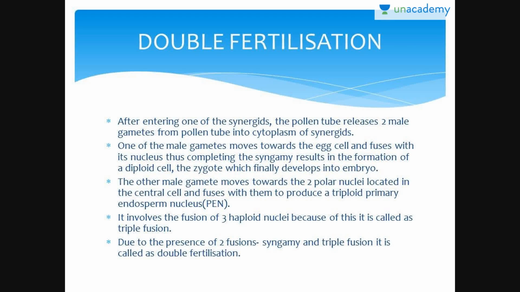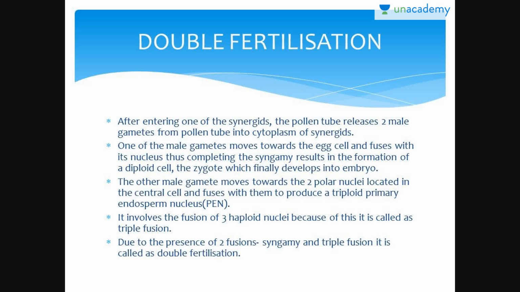Now in double fertilization, after entering one of the synergids, the pollen tube releases 2 male gametes into the cytoplasm of the synergid. Syngamy is when one of the male gametes fuses with the egg cell to form a diploid zygote. Then 2 polar nuclei of the central cell fuse to form the diploid secondary nucleus. The second male gamete fuses with the secondary nucleus to form a triploid primary endosperm nucleus, which is also called triple fusion.